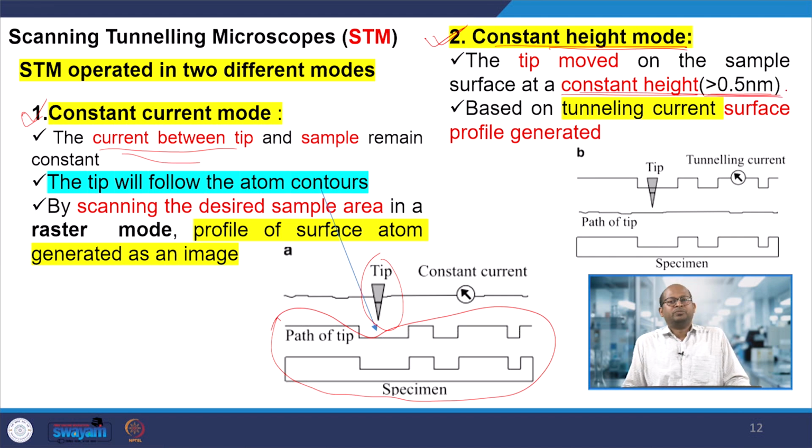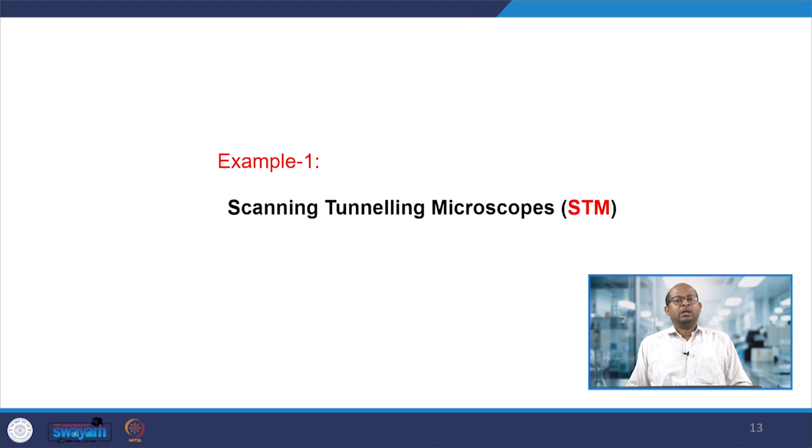So 0.5 nanometers within that range. Here you can see the specimen and the tip. A constant height would be maintained, and based on that, with the help of tunneling current, the surface profile or image would be generated. So we can use either constant height mode or constant current mode to get the image of that particular specimen.